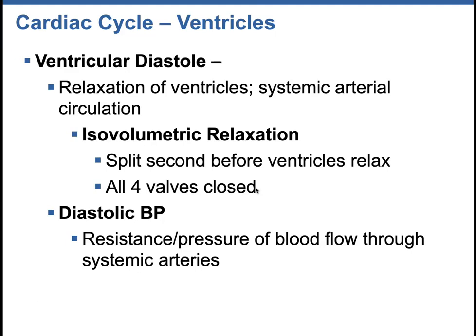Then we relax, which means we're going to go into diastole, and now what that does is it generates your diastolic blood pressure, which is the resistance or pressure of the blood flowing through the systemic arteries as the heart is relaxing. So your diastolic blood pressure is that bottom number when you're doing a blood pressure, right? And that number should always be lower than the systolic.